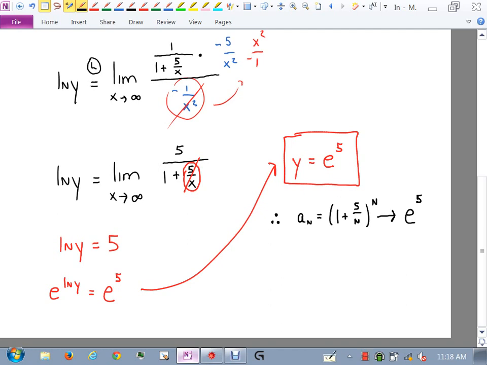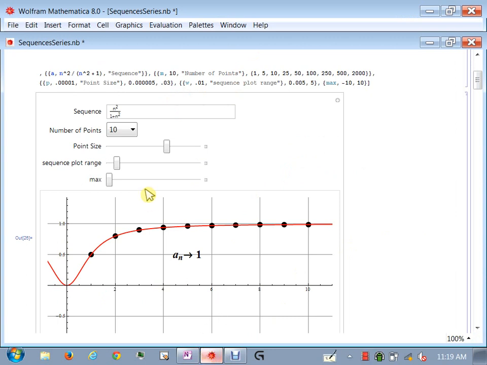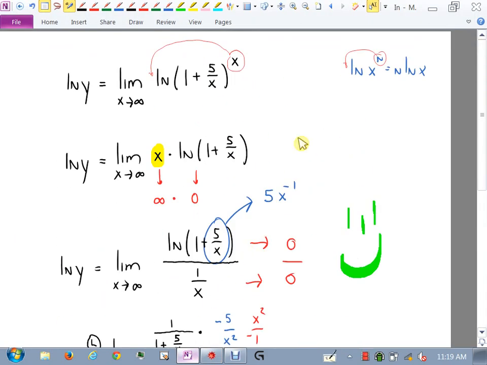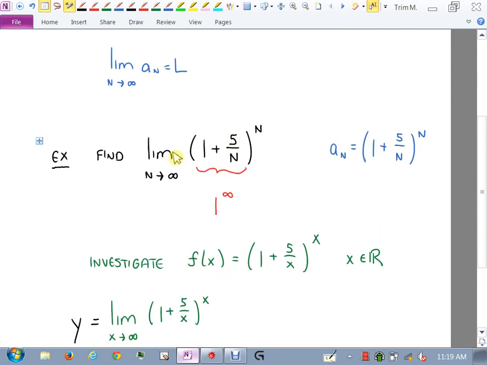Because the function converged to e to the 5th, and the sequence is defined as the function, just a different domain, the sequence should go to the same exact place. With me? Yeah? Okay. Nope, I would just write this down. Find the limit, this. You would need to know that you need to turn it into a function. All right, any questions?